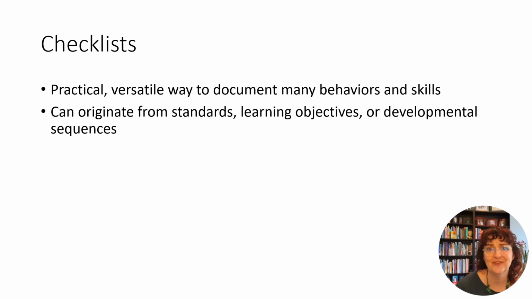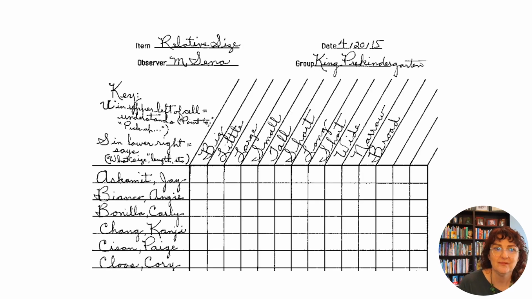Checklists are practical and versatile ways to document many behaviors and skills. They can originate from standards, learning objectives, or developmental sequences. So here you are working on relative size and terms. And so you've got all of these different terms you're looking for, and then you can do a check or plus to capture what they're able to do. And it's a quick way to get them a lot of information in a brief amount of time.